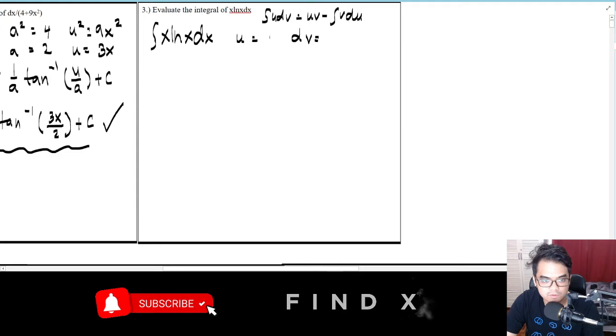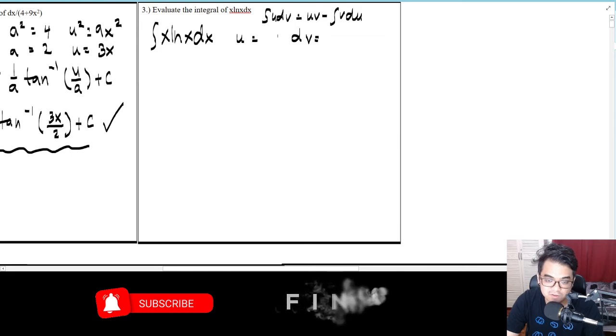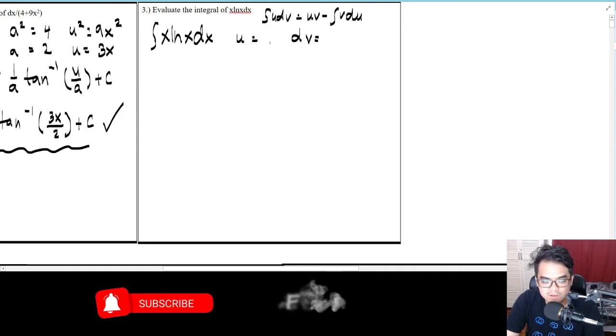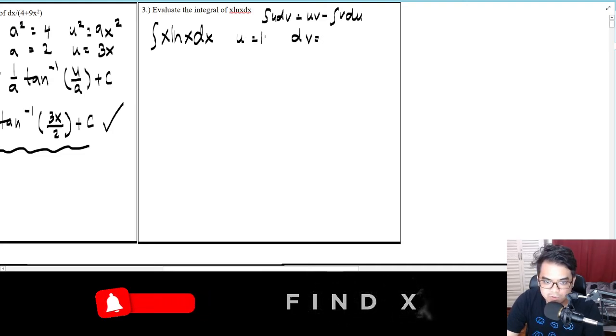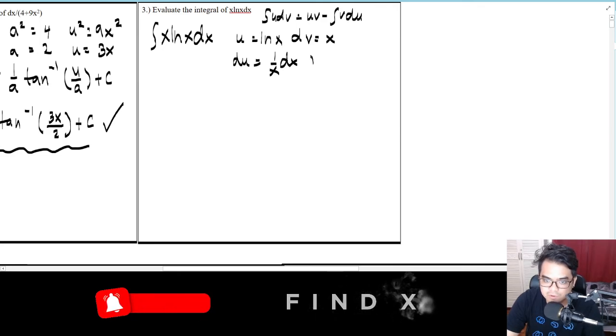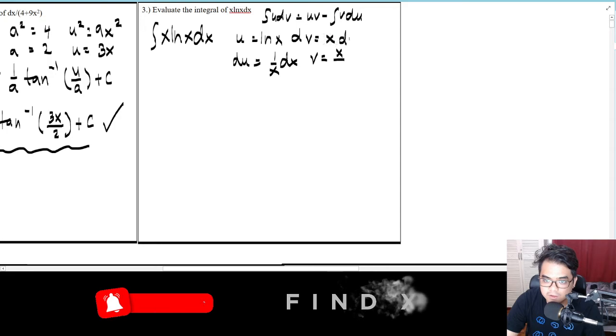Your u is usually the one that is easy to differentiate. We have ln x and x. x is easy to integrate and to differentiate, so it can either be the one, but ln x is kind of hard to integrate. So let's make it our u. Therefore, du is 1 over x dx, and dv is x dx. Therefore, v is x squared over 2.